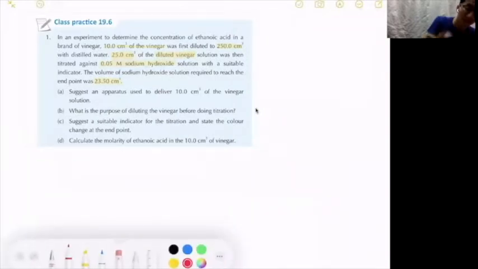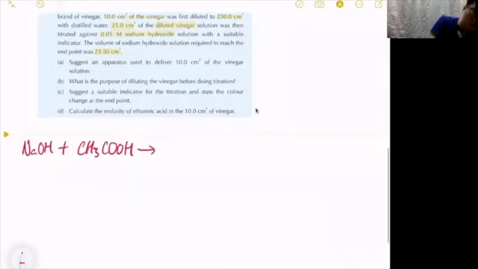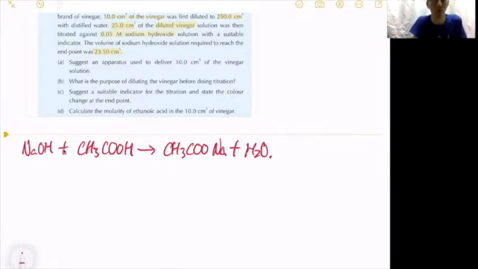First of all, write down the chemical equation. So now we have sodium hydroxide reacting with ethanoic acid, and we will give out sodium ethanoate and also water, right? So that is the chemical equation.